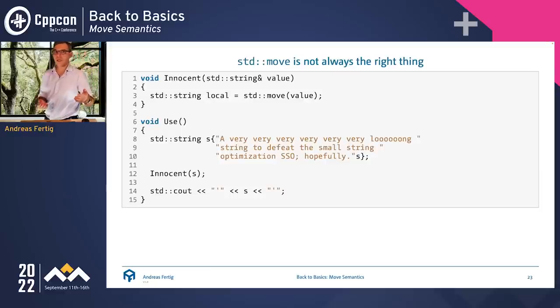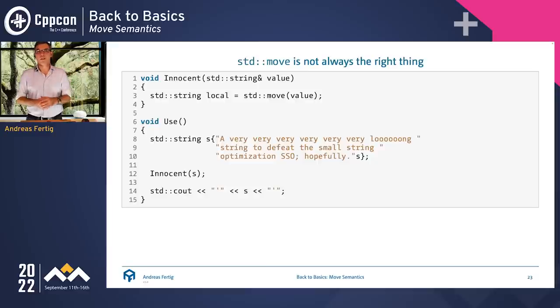And then internally in line number 3, it allocates another std::string, a local variable called local. And then I'm using std::move to move value into my local variable. All right. Now in line number 8, you see my attempt to create a very, very long string that defeats the small string optimization, such that my std::string reallocates memory.